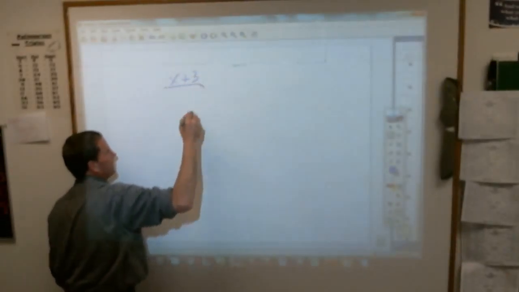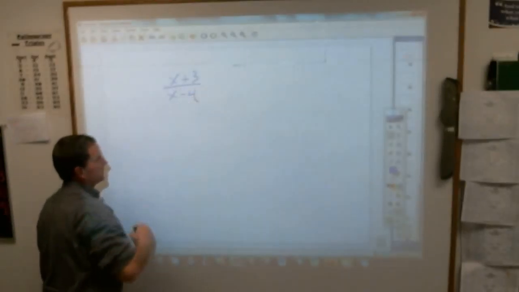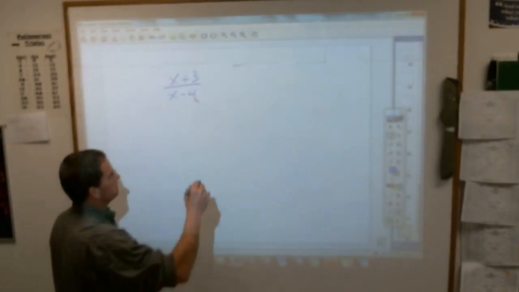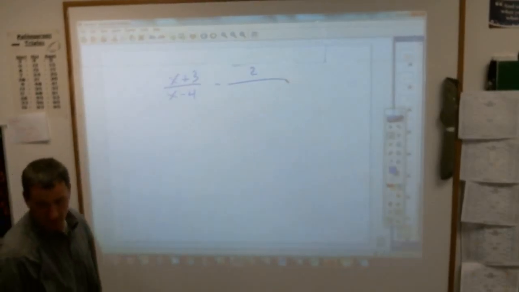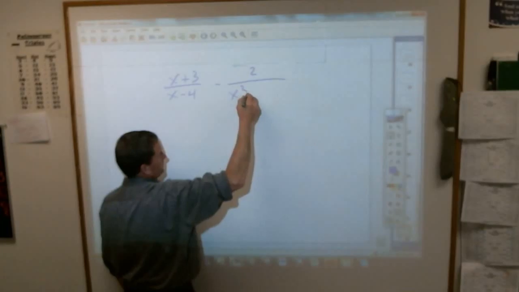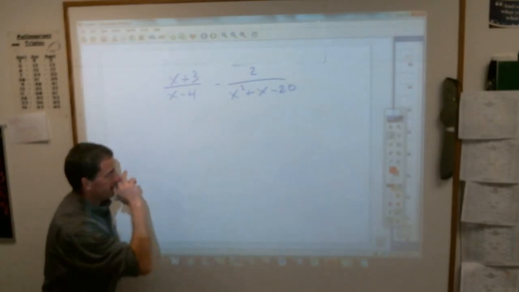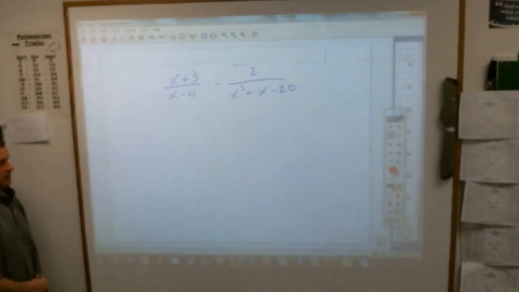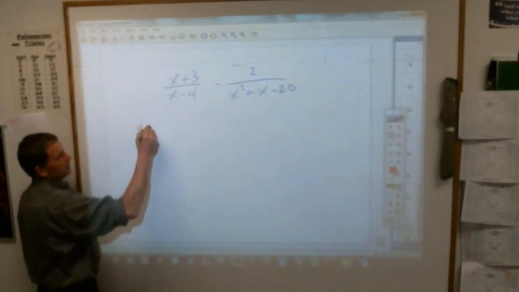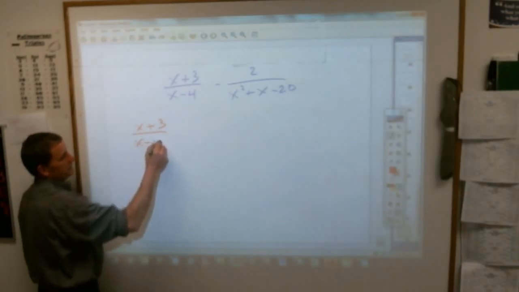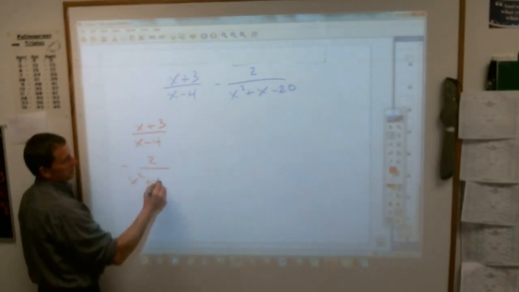X plus 3, write this down, because if you get this, you're in a league all of your own. X over x minus 4 minus 2 over x squared plus x minus 20. This is where you need at least a half a sheet of paper to do this. Just follow the same rules. What is my first step? Write it up and down for me, please. X plus 3 over x minus 4 minus 2 over x squared plus x minus 20.